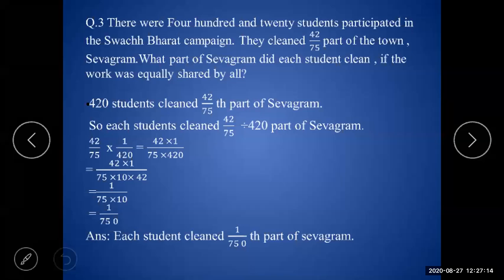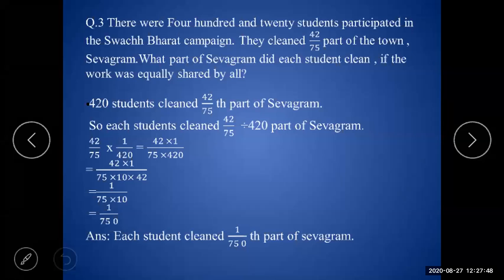So once again I am repeating the question. There were how many students? There were 420 students who were participating in the Swachh Bharat campaign, the cleanliness campaign. From that, what have they cleaned? They have cleaned 42 upon 75 part of the town Sevagram. Now what they are asking, what part did each student clean?